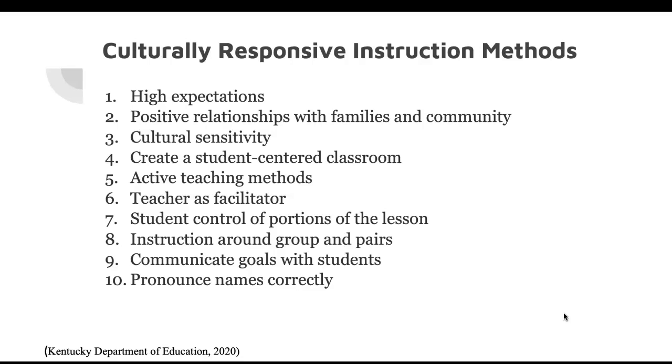Active teaching methods: teacher as a facilitator, with students controlling portions of the lesson. Make sure your kids are engaged in the lessons and participating, and that you're creating a respectful environment for all of your students to work in teams and participate, and that every student in your class understands each other's backgrounds. Instruction around groups and pairs: put your kids in groups so they can get to know one another. Communicating goals with students: make sure you clearly communicate what your goals are for your classroom and also for your students, and also understand how to pronounce your kids' names correctly.